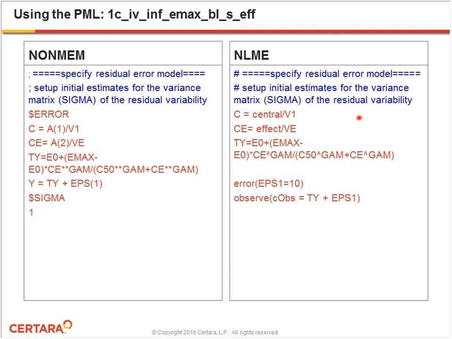Same kind of equations on the right-hand side with NLME. C is central amount divided by V1. CE is effect compartment amount divided by VE, and the same kind of Hill equation. For the specification of the error model in NLME, we use two statements. First, the error statement, which gives an initial estimate for the standard deviation of the residual error, EPS1, and then the observed statement, where we say that the observed value is the best prediction plus C, epsilon plus C, the error.